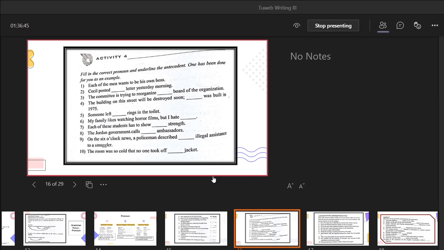Someone. Yes. Someone itu singular kan? Someone itu always singular, and then biasanya kalau kita mau menggunakan pronoun, kita bisa menggunakan his or her. Ya, his or her. Jadi kita pilih salah satu. Next one. The Jordan government calls blah blah blah ambassadors.